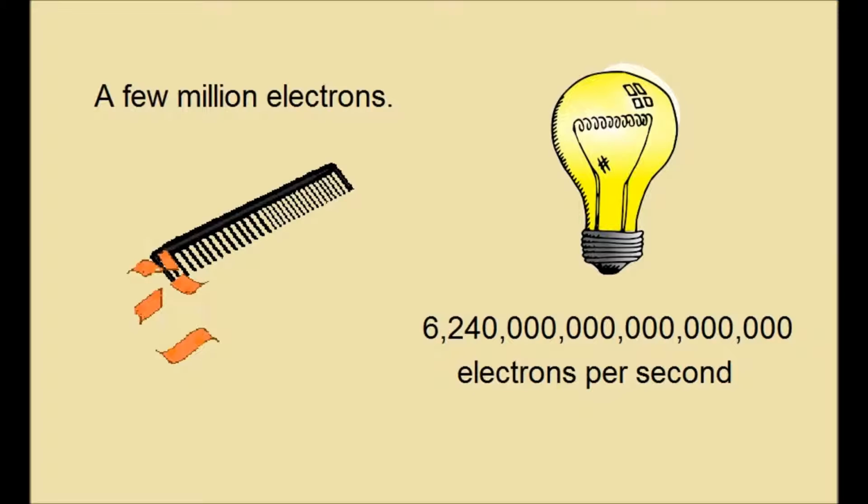For example, when we comb our hair on a dry winter's day, the comb might have an excess of a few million electrons. However, when an incandescent light bulb is illuminated, the total amount of electric charge which passes through the filament will be about 1 coulomb each second.